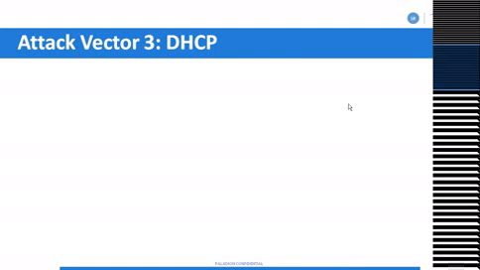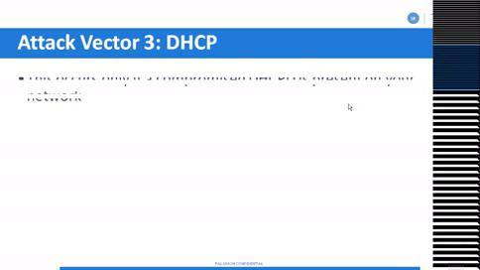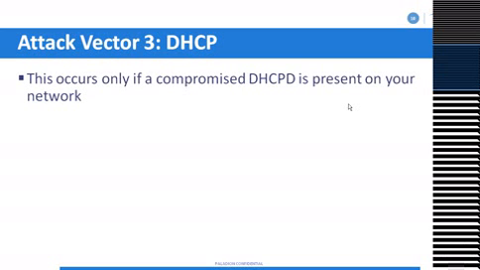Now we'll look at the DHCP attack vector. One of the key requirements for a successful exploit over DHCP is that first of all, you will have to compromise a DHCP server present in your network, or you may have to compromise any server present in your network and configure it so that it starts spoofing the DHCP server IP and poses as a DHCP server in your network.